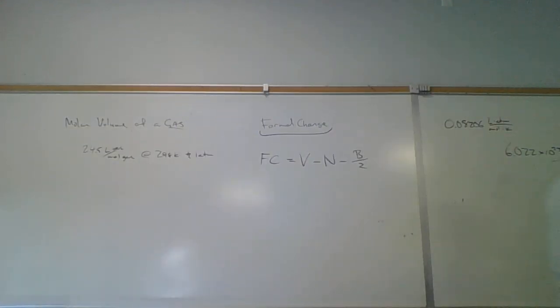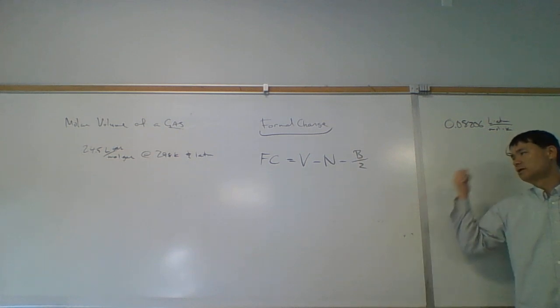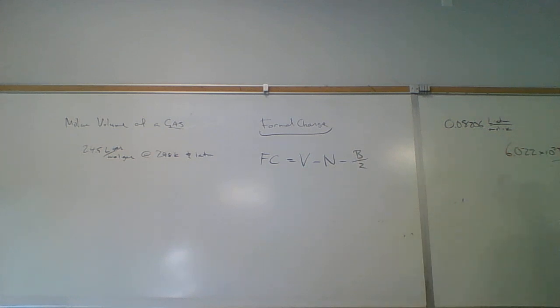B is the number of valence electrons that it normally has. N is the number of non-bonding valence electrons. It says that N is the number of non-bonding valence electrons on this atom in the molecule. In other words, how many lone pair electrons does it have? Or if it's got a single electron, how many single electrons, that would be a radical. B is the total number of electrons shared in bonds.